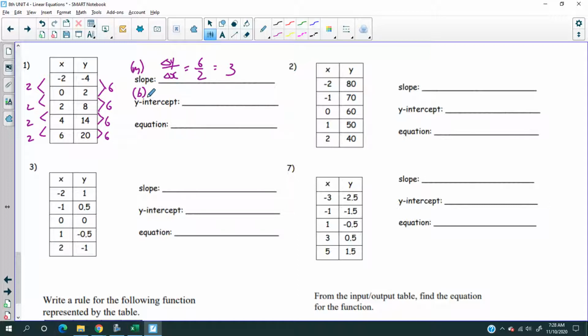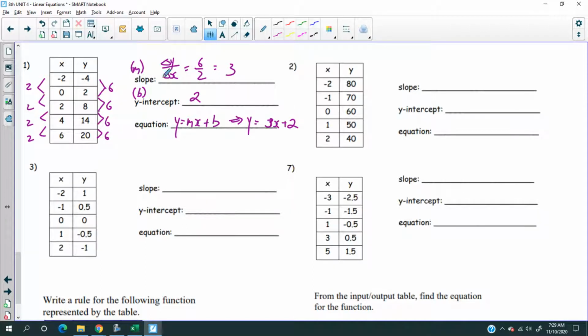So where does this line, now, I can't make it any more straightforward because look, here is 0, 2. So when x is 0, y equals 2. So that's the y-intercept right there. Okay, and then what's the equation? Well, it's y equals mx plus b, which means y equals 3x plus 2.